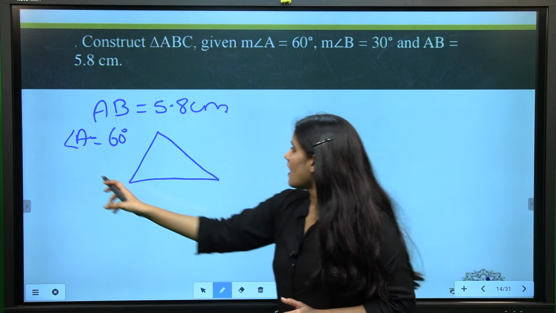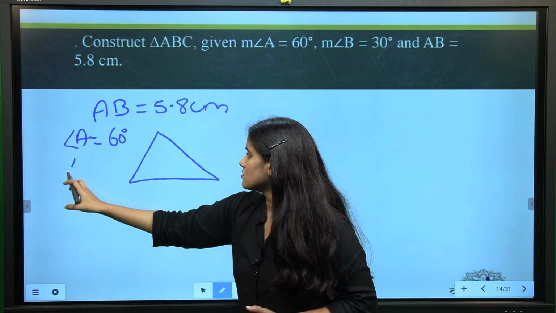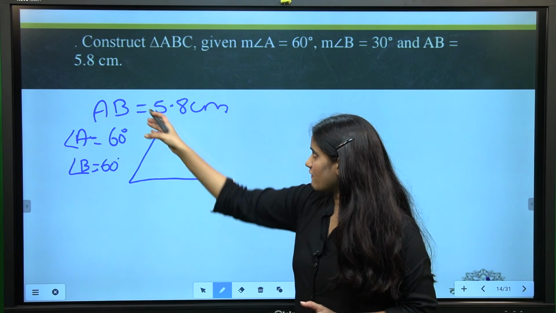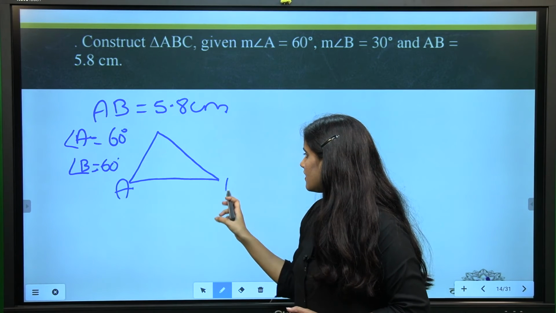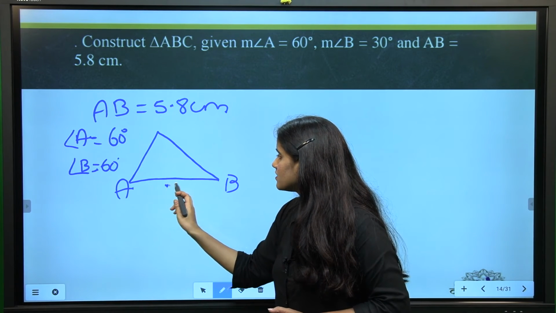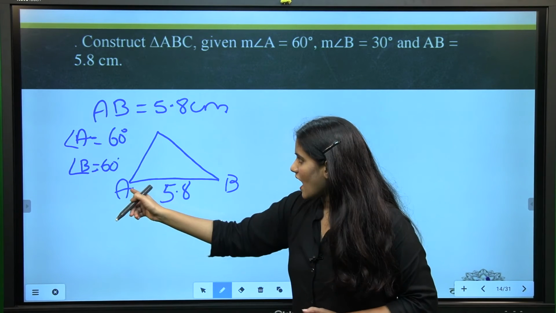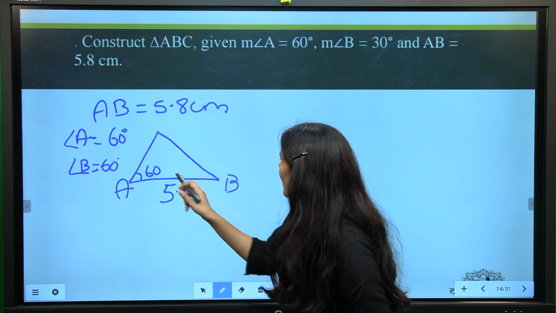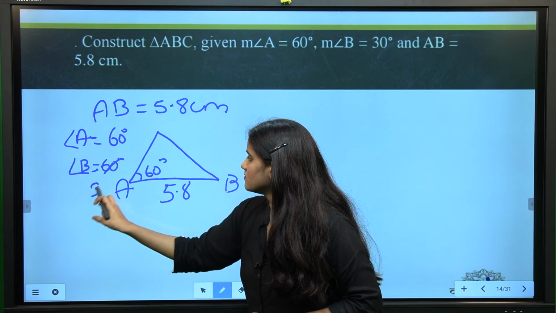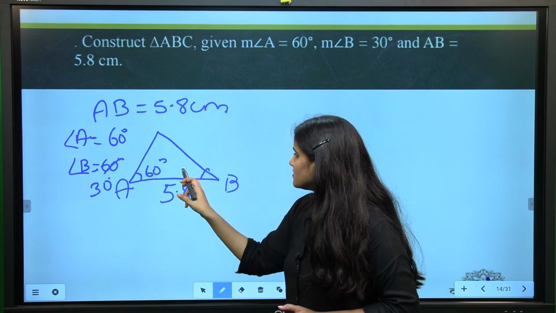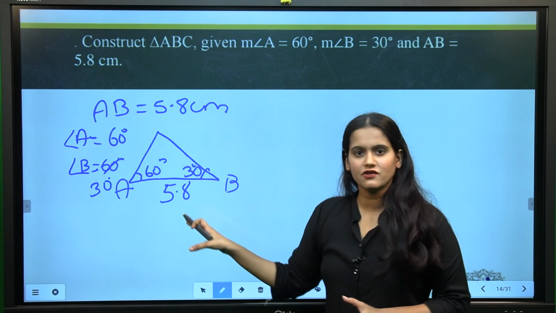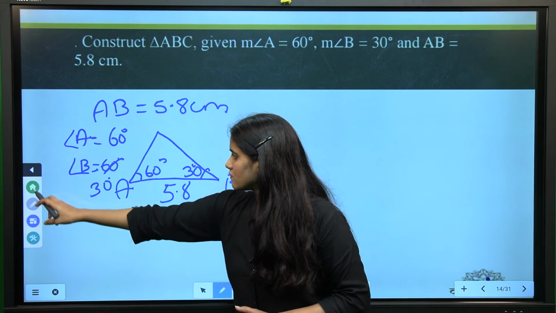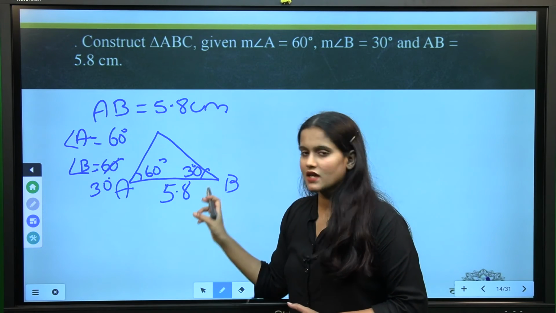and then angle B is how much? 30 degree. See, the base value, if I take this AB, which is 5.8 centimeter, angle A is 60 degree. Sorry, angle B is not 60, it's 30. Angle B is 30 degree. So using this, you need to do the construction. Let's find out how to do the construction then. 5.8 centimeter, 60 degree, 30 degree, remember it.